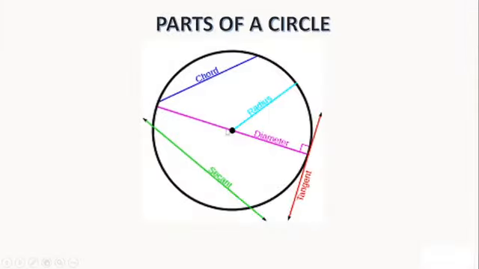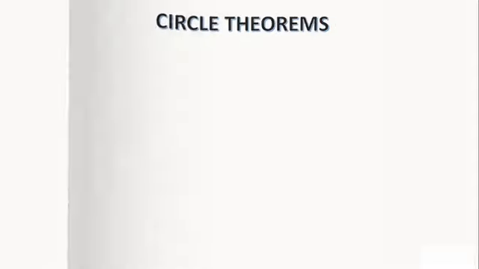So we now move on. We look at other parts of the circle. We have said we have the chord right here. We also have the diameter. We have the radius. We have the secant, and we also have the tangent. This is the summary of parts of the circle. So I hope it's clear. So let us now look at the circle theorems.